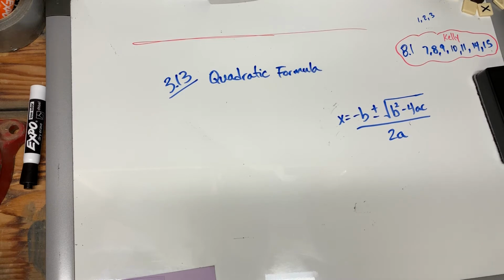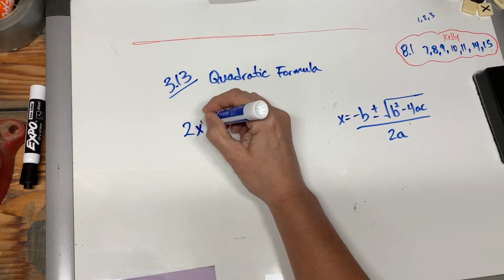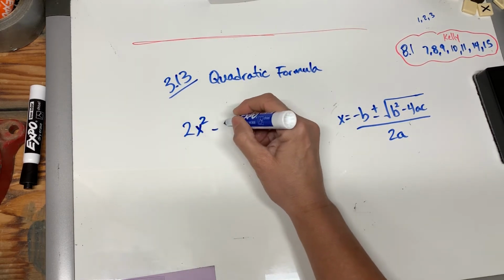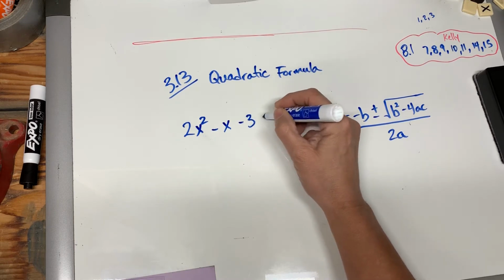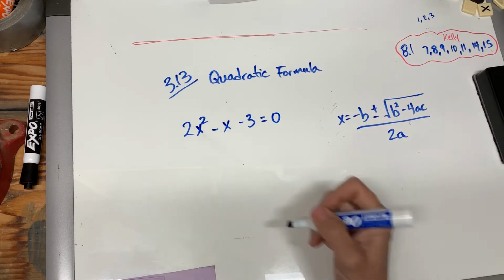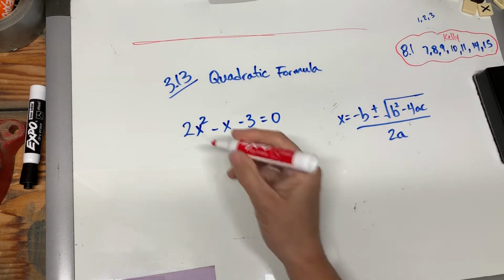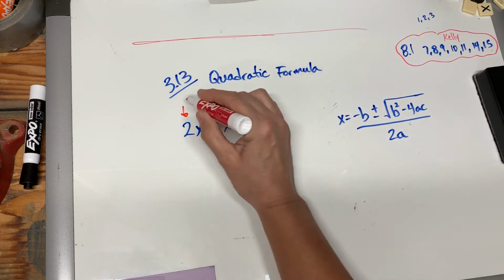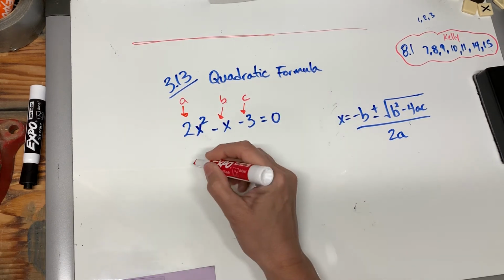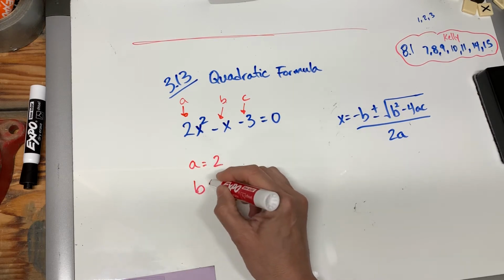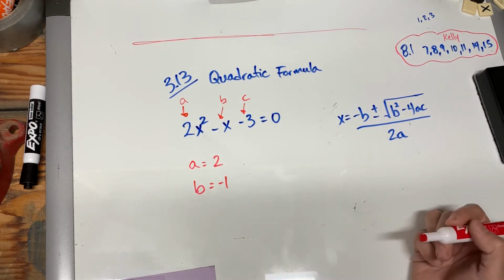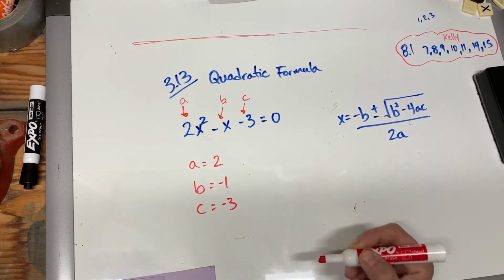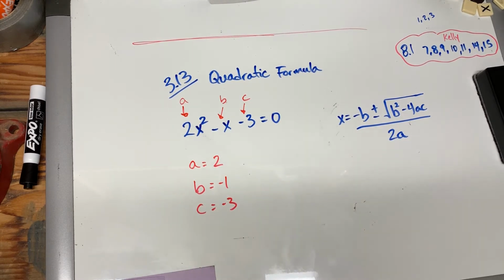Okay, so if I look at problem number 2, it's got 2x squared minus x minus 3 equals 0. This is my problem. First thing I would do would be to identify my a, my b, and my c. In this case, my a is 2, my b is -1, because that's what would be there, and my c is -3. And then I would plug them into my quadratic formula and try to solve that.